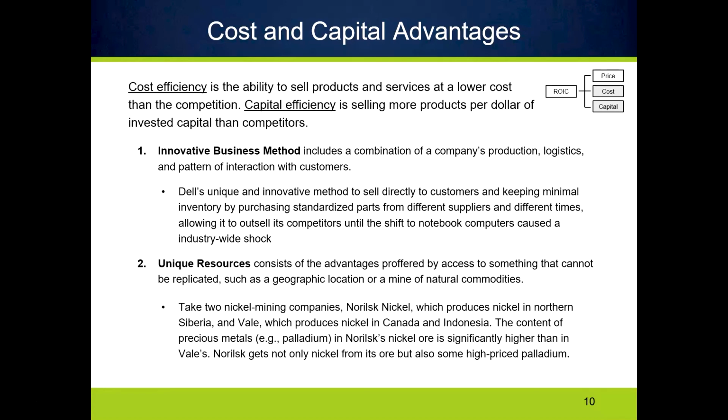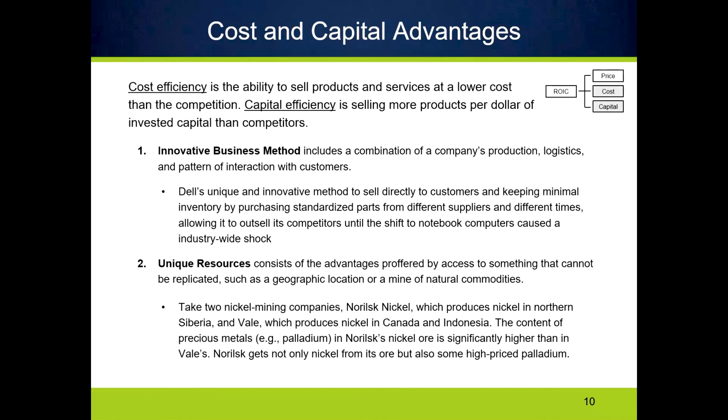So the example I give here in the slides is of two nickel mining companies. One is called Norilsk Nickel, and they mine for nickel in northern Siberia, and the other is called Vale, which mines in Canada mostly, right? And these two produce the same thing. They're both mining nickel. They're both doing it by the same process.